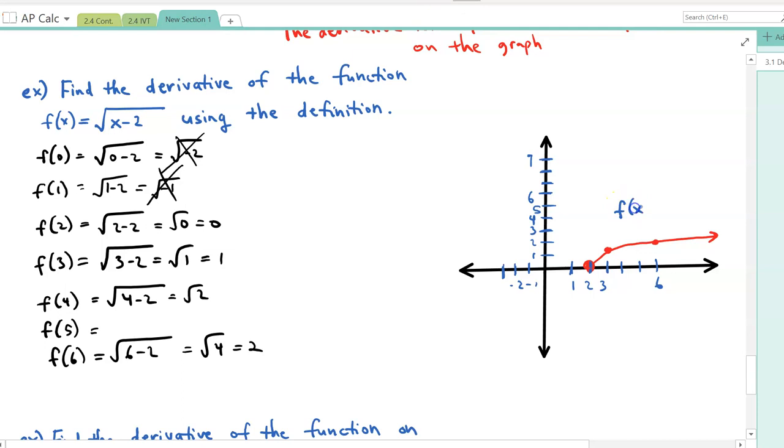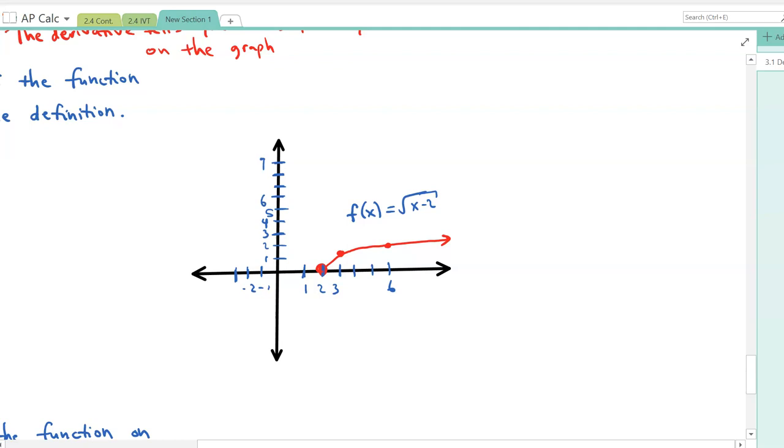Now, we want to find the derivative. We call it the slope machine. Anywhere on the graph, how can you find the slope? Well, that's that one formula we're going to use. So here we go. F prime of x, to find the derivative, we have to do the limit as h goes to 0. Remember that formula, f of x plus h minus f of x all over h.